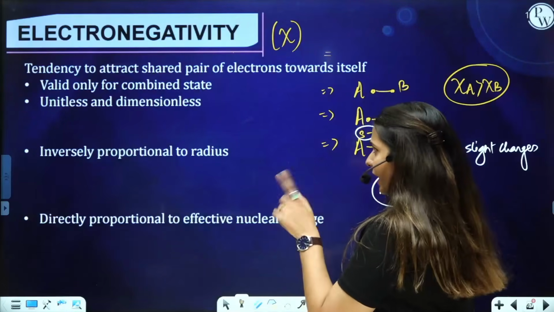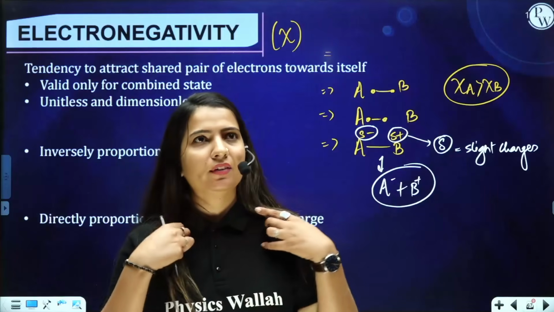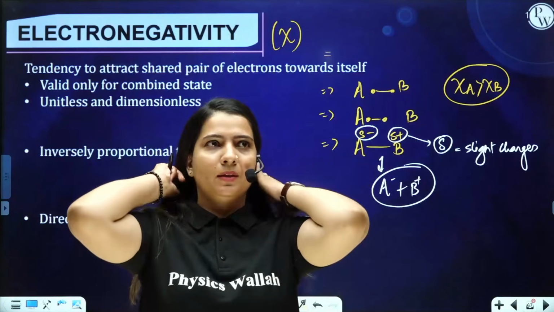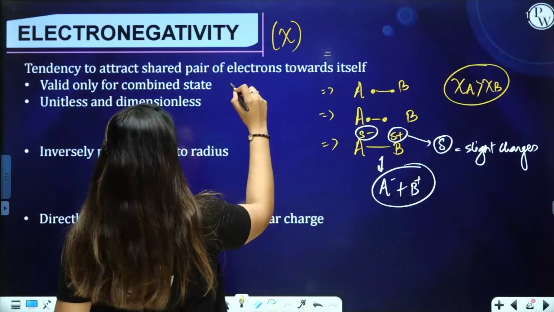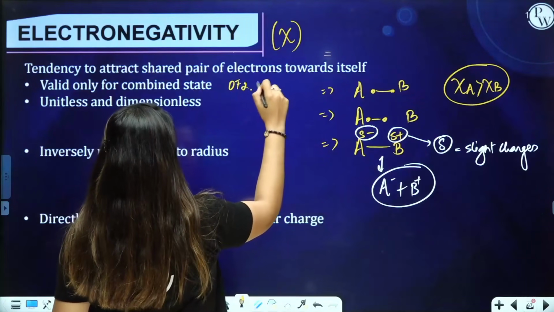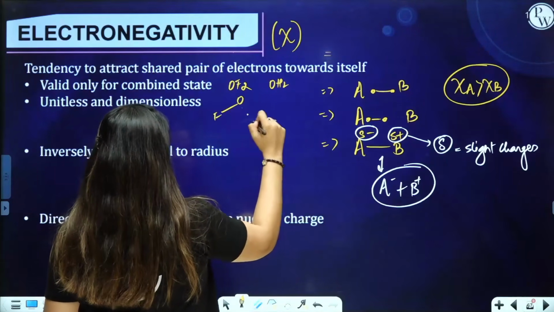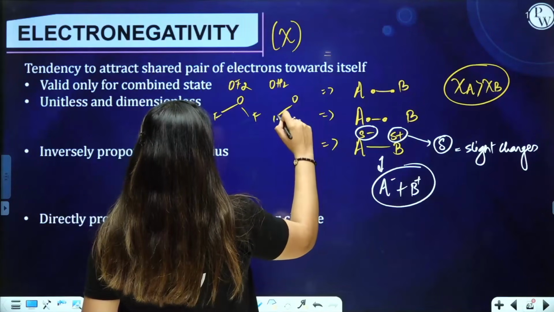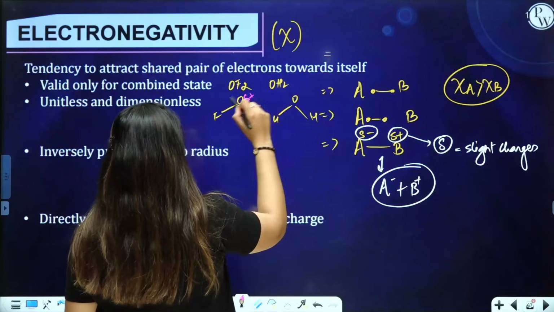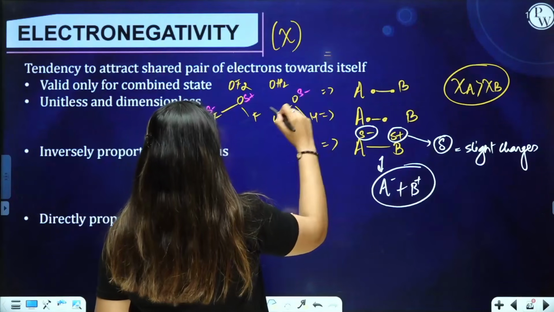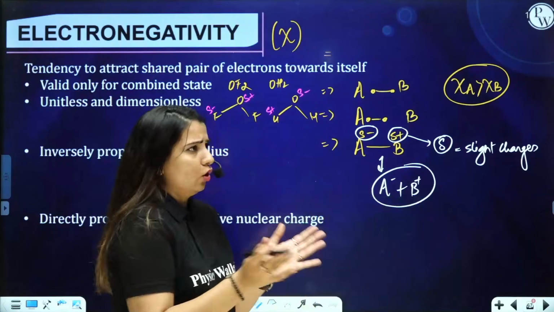Okay. Now, electronegativity is always valid for the combined state, because we never talk about the individual atoms. For example, I say I have a molecule which is OF2 and one which is OH2. If I make the bonds in OF2 and in OH2, what will you write? In one case, oxygen has del positive, and in the other case it has del negative. So I cannot say that oxygen is always electronegative.